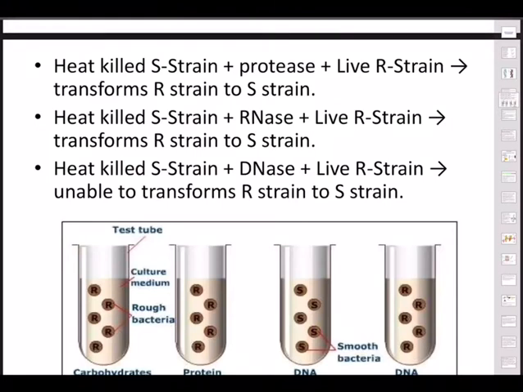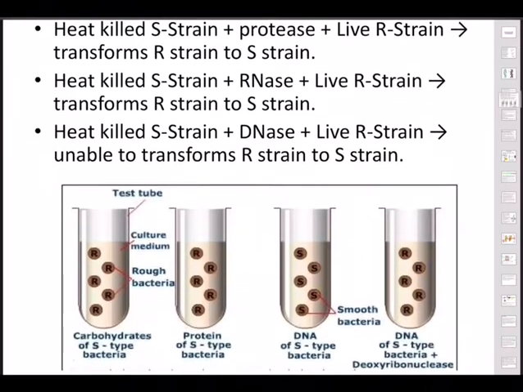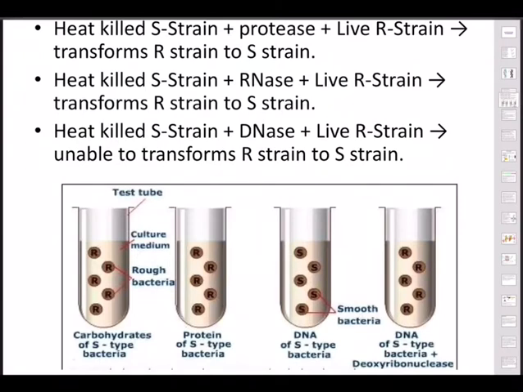Then heat killed S strain, smooth strain plus RNase. This time he has taken RNase. RNase is an enzyme that dissolves RNA, plus live R strain he has taken, and still the R strain is transforming to S strain. That means in spite of RNA getting digested, the transforming principle was taking place. That means RNA is not the genetic material that is transforming. That's how they concluded.